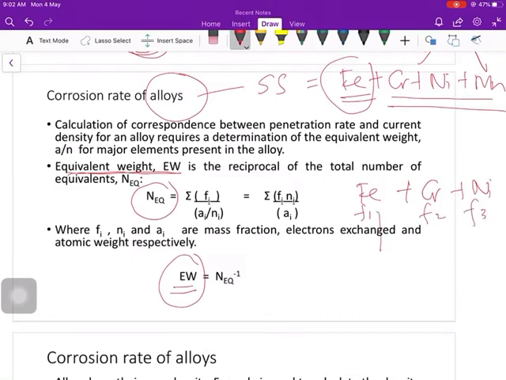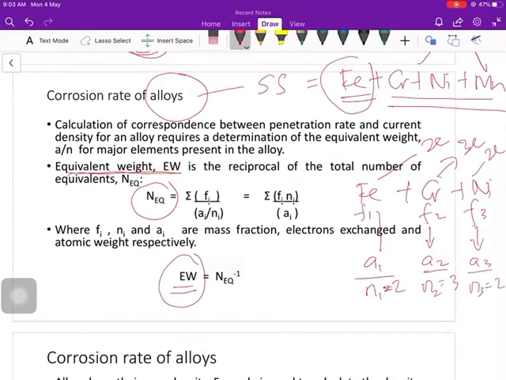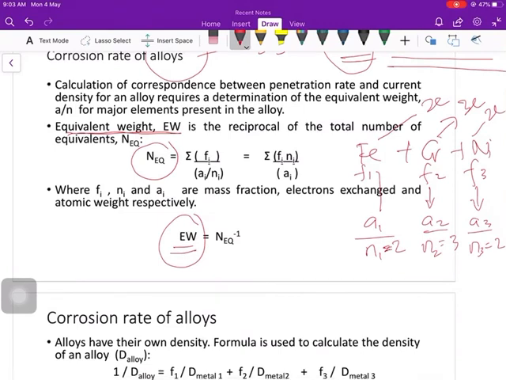So this is F1, F2, and F3. Each element has its own atomic mass: A1, A2, A3, and also N. Different metals release different numbers of electrons when they corrode. For example, ferrum releases 2 electrons, chromium 3 electrons, nickel 2 electrons. So N1 equals 2, N2 equals 3, N3 equals 2.